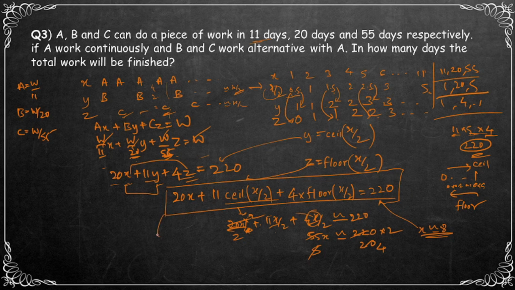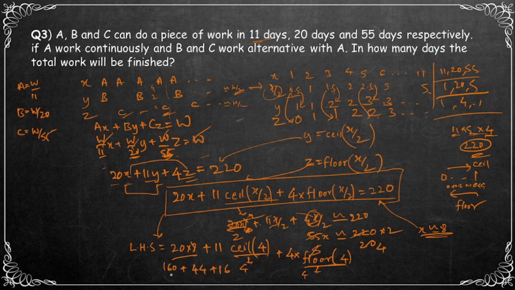So if we calculate the LHS value by substituting x equal to 8, we get 20 into 8 from this, plus 11 into ceil of 8 divided by 2, which is 4. Ceil of 4 is nothing but 4. Okay, so plus 4 into floor of x divided by 2, which is 4. Floor of 4 is nothing but 4. So we have 20 into 8, which is 160, plus 11 into 4, 44, plus 4 into 4, which is 16.